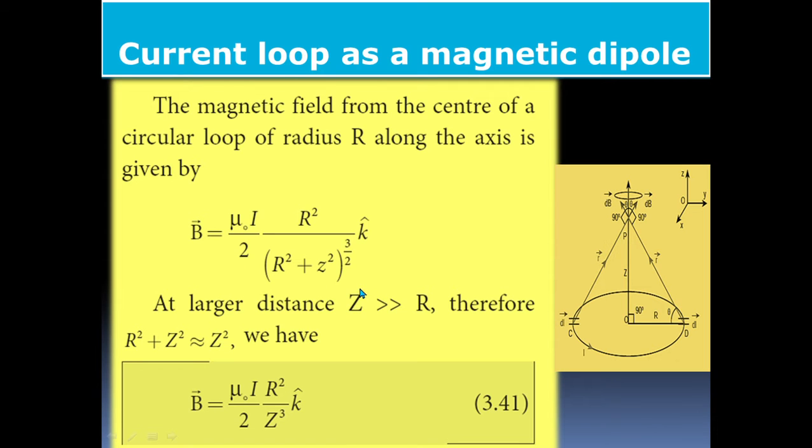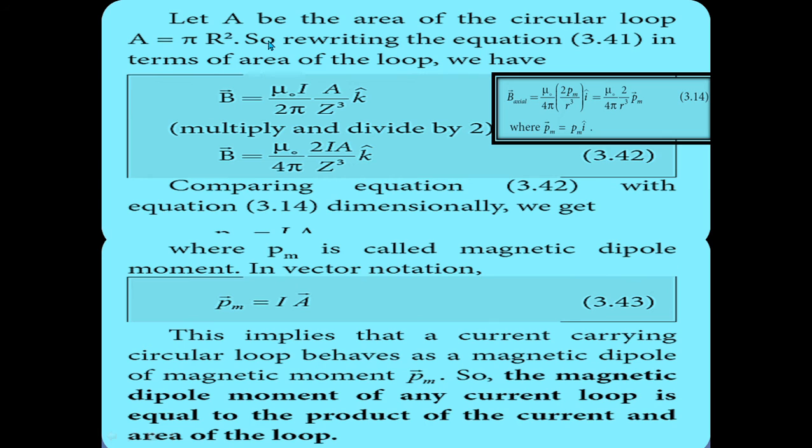Suppose z is greater than r. What happens? r square plus z square is approximately equal to z square, because z is greater than r. So r square plus z square can be replaced as z square, and z square the whole power 3 by 2 is nothing but z cube. So the equation becomes B vector equals mu naught I r square divided by 2 z cube, k cap. Next, let A be the area of the circular loop.